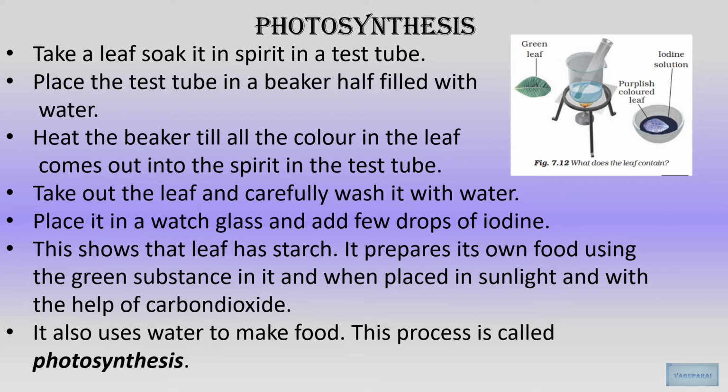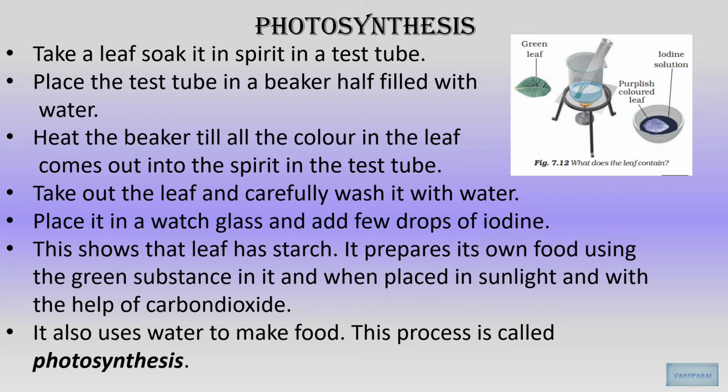To do the test, soak a leaf in a test tube which has spirit in it. Then place the test tube in a beaker half filled with the water as shown in the figure. Now heat the beaker till the color of the leaf changes and the color comes into the test tube. Now carefully pick up the leaf, wash it with water, and after that place it in a watch glass.